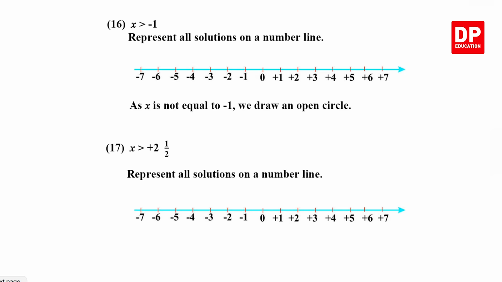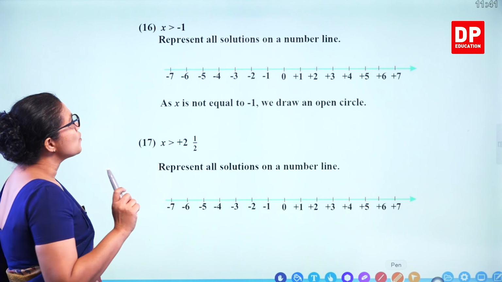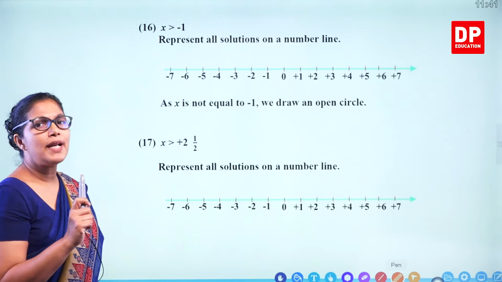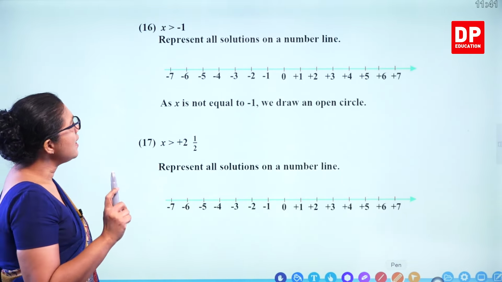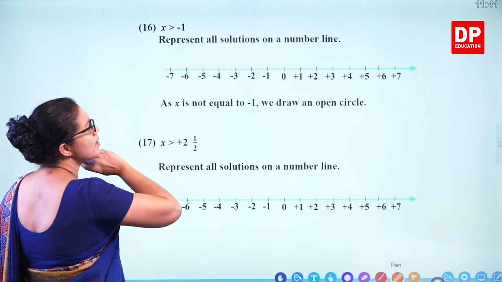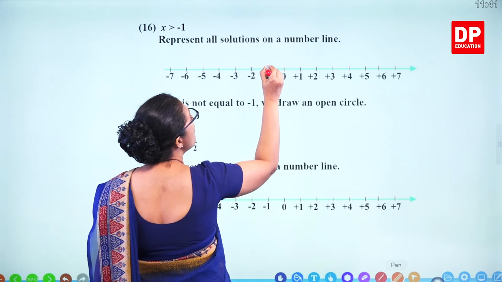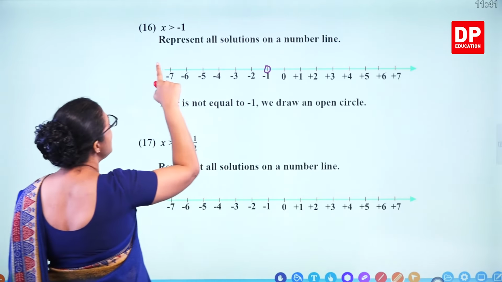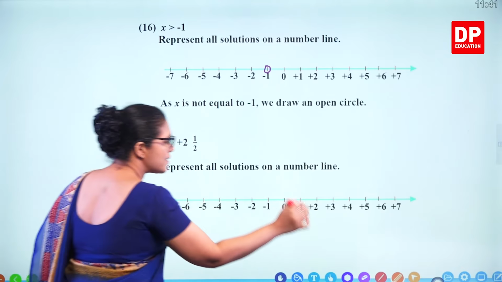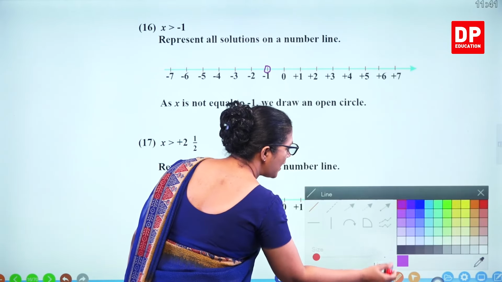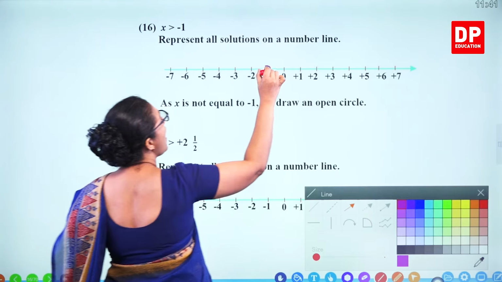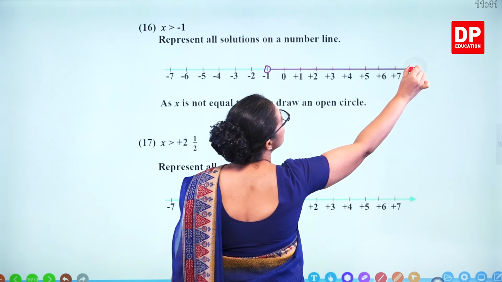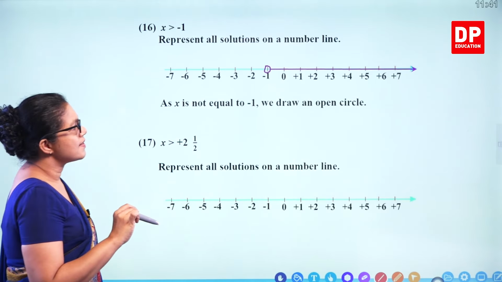x greater than minus 1. Minus 1 is not included. Represent all solutions on a number line. So what we do? Here, minus 1 is not included, so we draw an open circle like this. It's not included. So open circle, and this is greater. Greater means towards the right hand side. So we can draw the arrow towards this side, the right hand side.